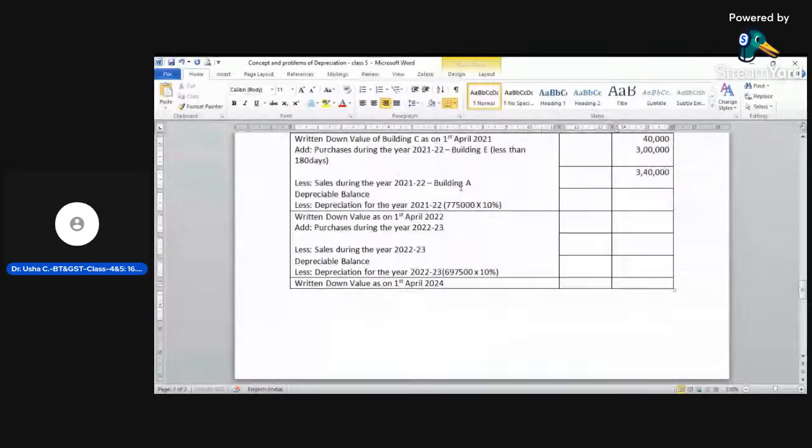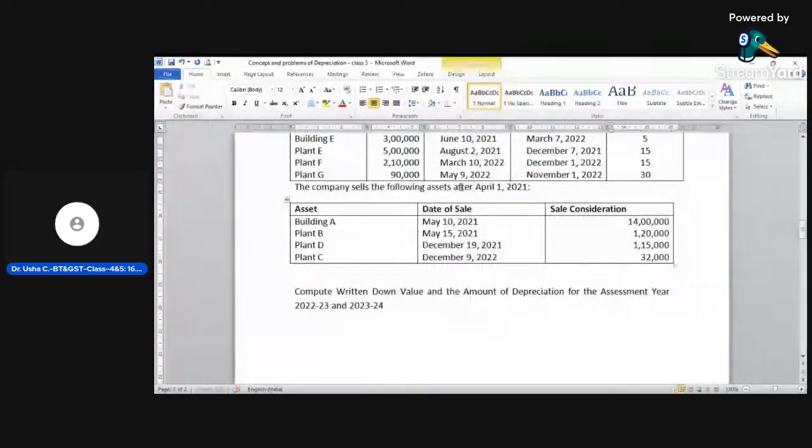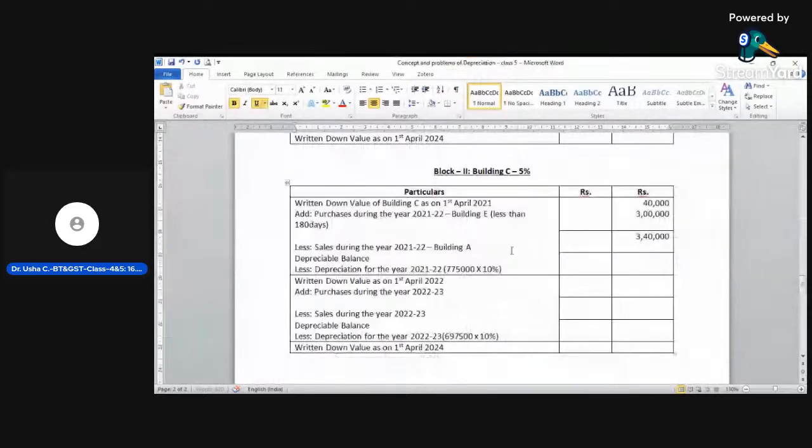Is there any sales made during the year with respect to the building? Only one building is sold, that is for block 1. For block 2 with 5% rate of depreciation, there is no asset sold. So WDV sales during the year for this is nil. Then depreciable balance is 3,40,000. Now you have to calculate depreciation.